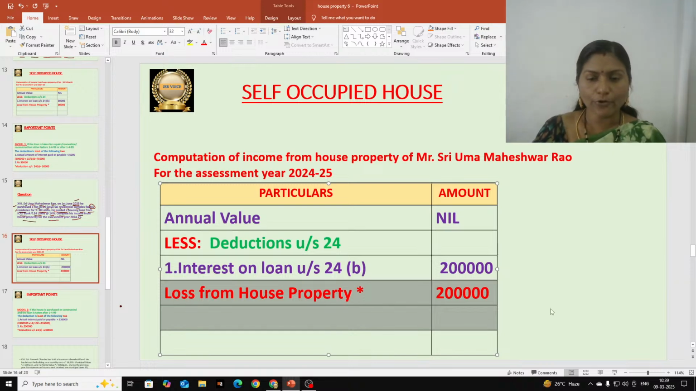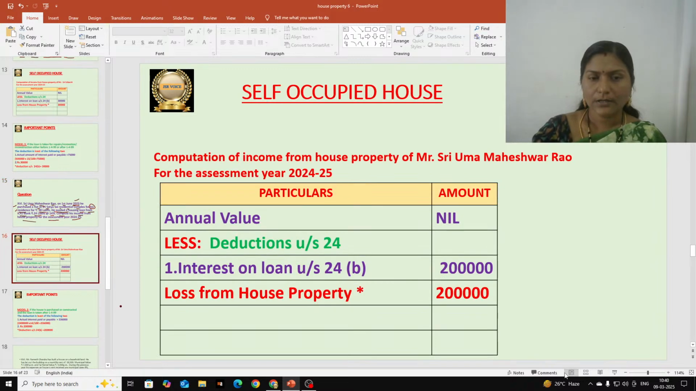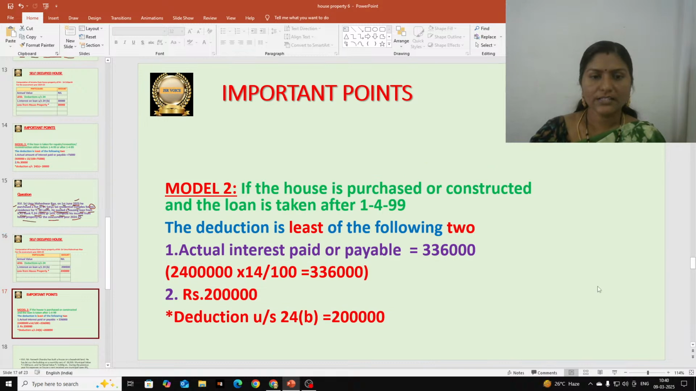So in total we did 4 problem solutions today in this class. I will show the complete question. Okay, this is the question that we solved just now. Next, this is the solution that we did. And this is the working notes for calculation of interest on loan under section 24B. Okay, this is the total solution of this particular question.